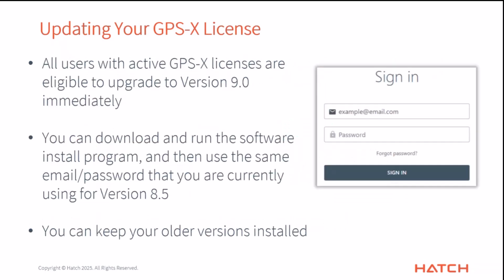Okay, so once you've got that download package, you can install it and then run, and then you can log in using the same email and password that you are currently using for version 8.5. All users who have an active GPSX license right now are entitled to the upgrade to version 9 immediately. You can install that right away, and you can keep your older versions of GPSX installed if you like. There's nothing stopping you from doing that. If you're halfway through a project right now and you don't want to switch on the fly, you can keep your 8.5 going as needed.